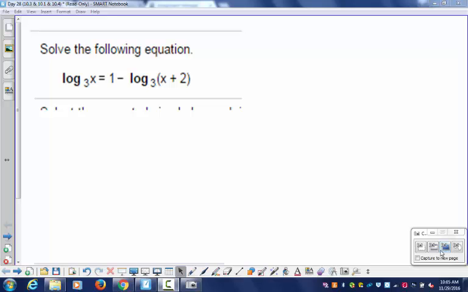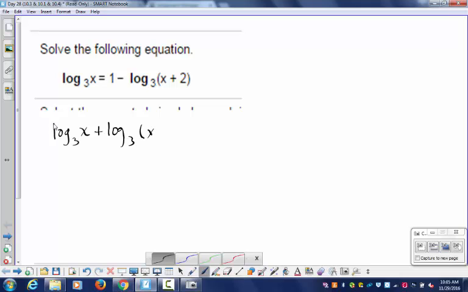Equation and combine those logs. That will be our first step. So we'll rewrite this as log base 3 of x plus log base 3 of x plus 2 equals 1.